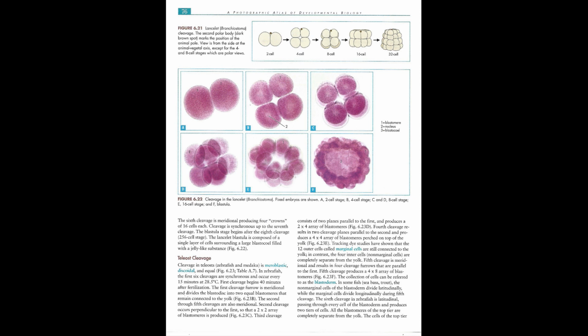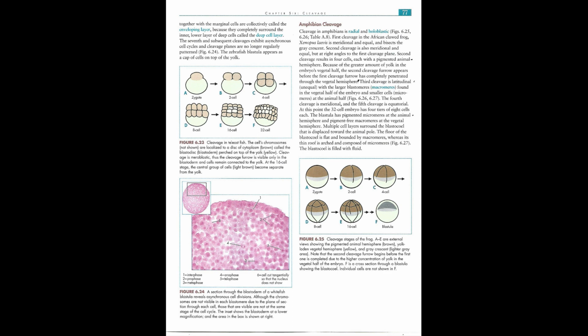In some fish, sea bass, trout, the non-marginal cells of the blastoderm divide latitudinally, while the marginal cells divide longitudinally during fifth cleavage. The sixth cleavage in zebrafish is latitudinal, passing through every cell of the blastoderm and produces 2 tiers of cells. All the blastomeres of the top tier are completely separate from the yolk. The cells of the top tier, together with the marginal cells, are collectively called the enveloping layer, because they completely surround the inner, lower layer of deep cells called the deep cell layer.